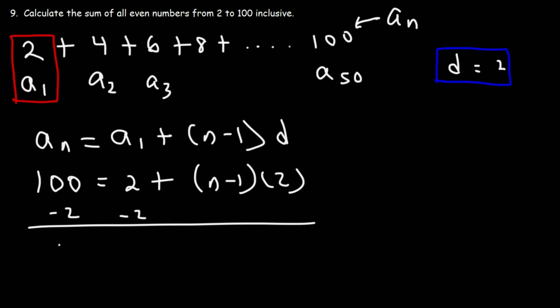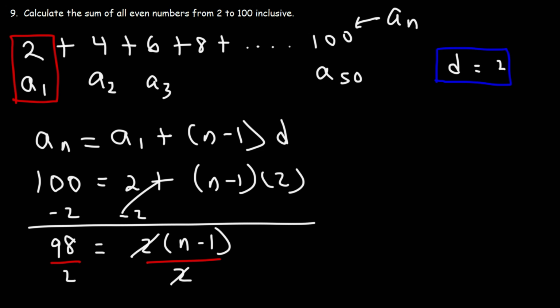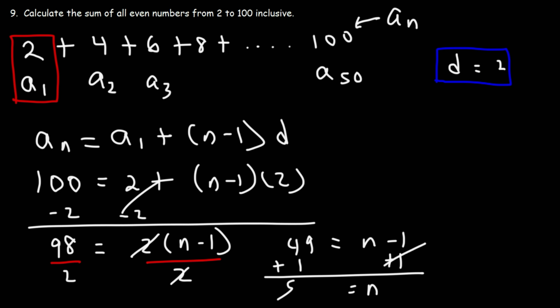100 minus 2 is 98, and this is going to equal 2 times n minus 1. Next, we're going to divide both sides by 2. 98 divided by 2 is 49. So we have 49 is equal to n minus 1. And then we're going to add 1 to both sides. So n is 49 plus 1, which is 50. So that means that 100 is indeed the 50th term. So we know that n is 50.